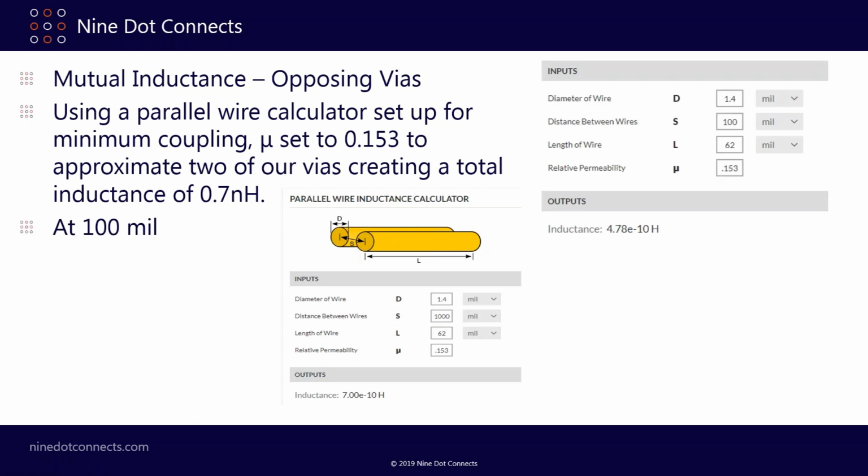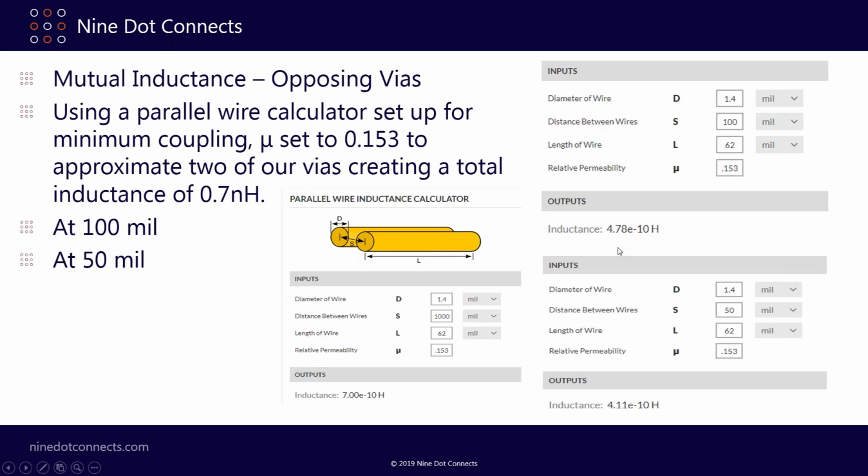The interesting thing is, if you notice that if now I put them close together at 100 mils, now my inductance has dropped. Now instead of being 0.7 nanohenries, it's 0.478 nanohenries. If I increase the coupling even more, now it drops to 0.411 nanohenries. And when I get to 15 mil spacing, it's dropped down to 0.95 nanohenries.